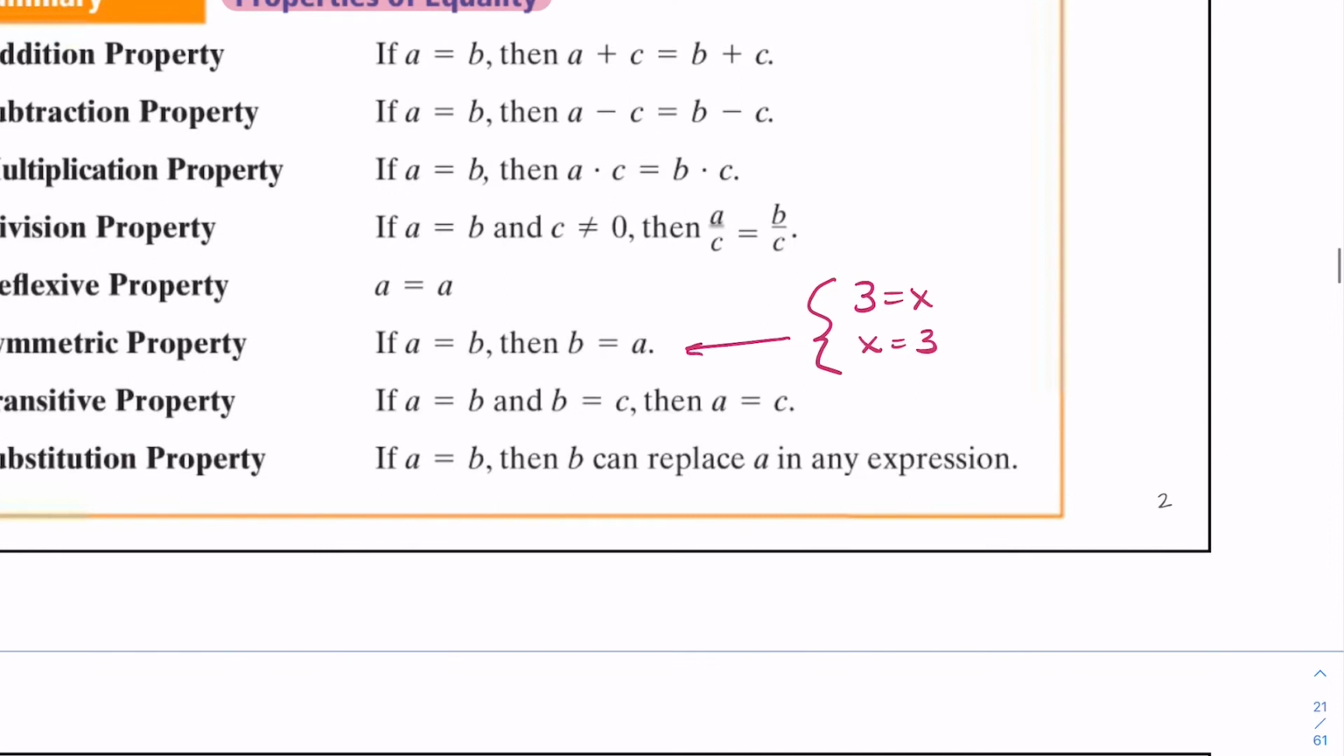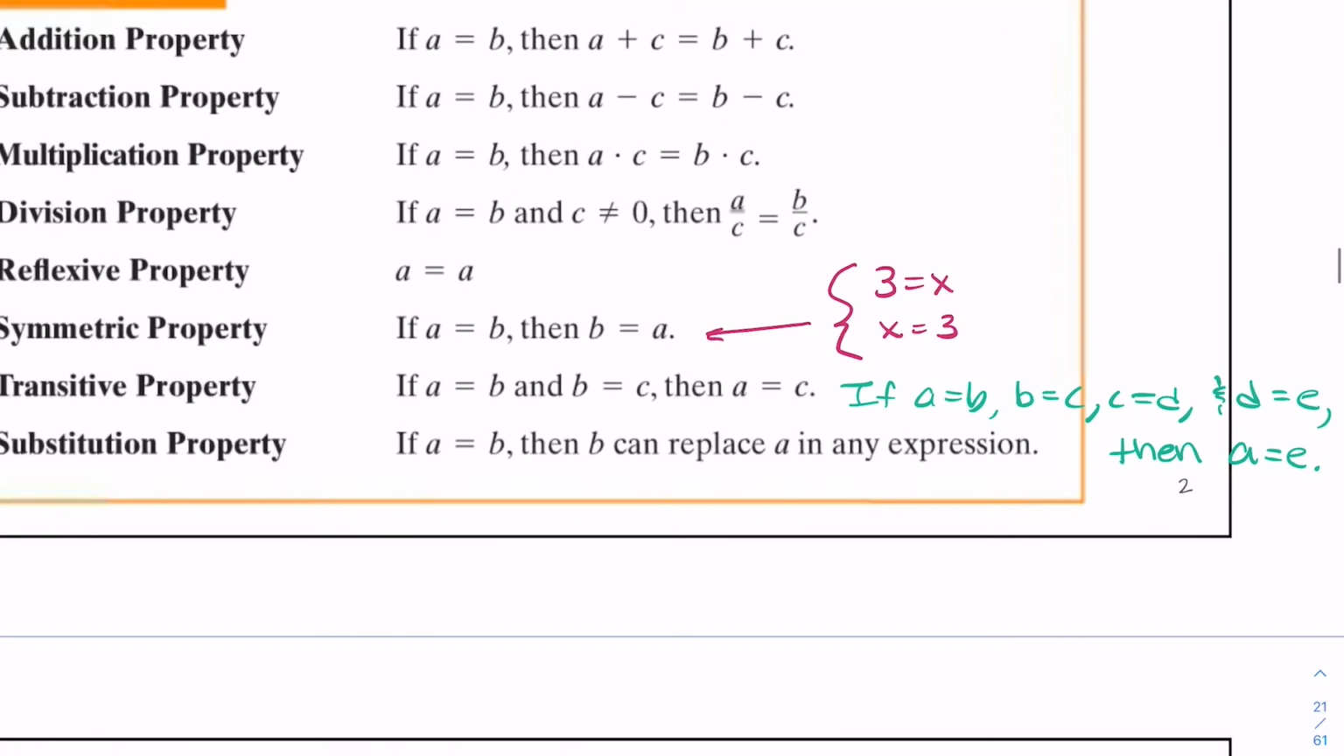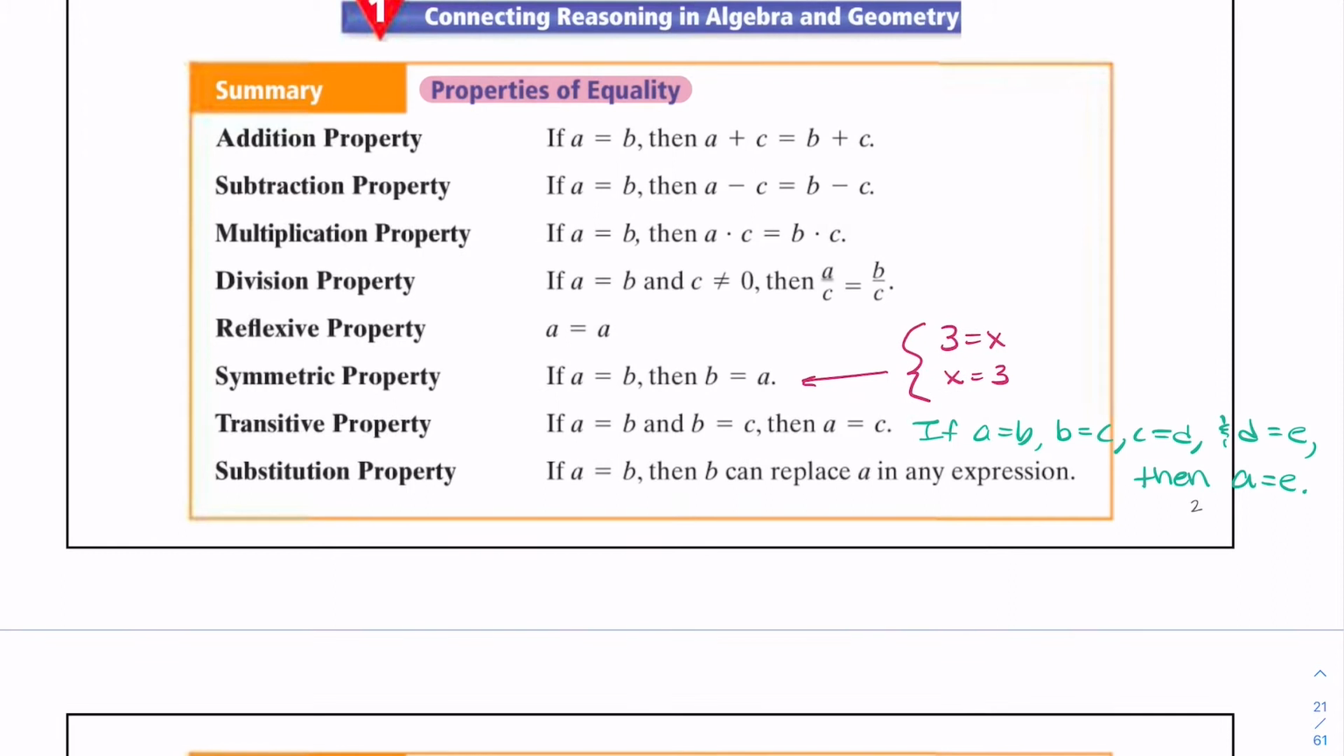We can get crazy with this. We could do if A equals B, B equals C, C equals D, and D equals E, then A equals E. That is also a statement I can make. So this transitive property is really cool because you can include a whole bunch of things. It can go on for quite a while.